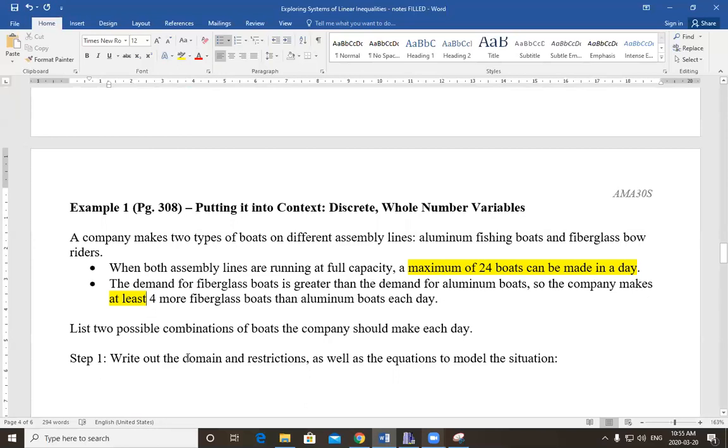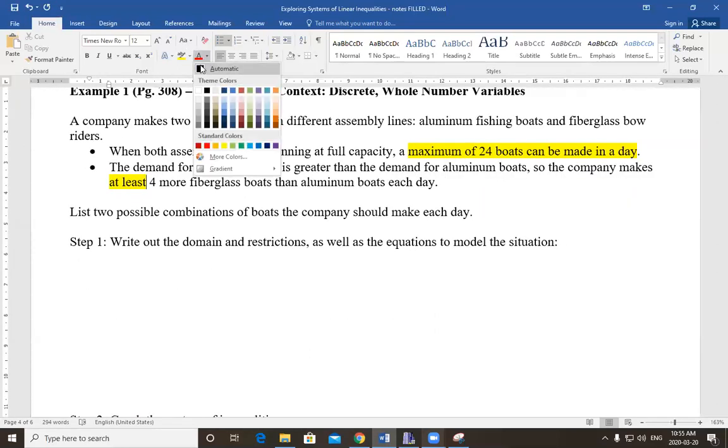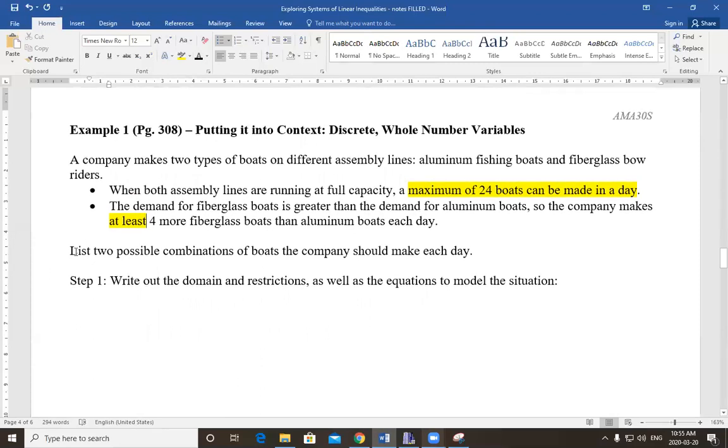List 2 possible combinations of boats the company should make each day. So I will show you, we're going to go through this as to how we can use systems of linear inequalities to solve this question. And this is going to be setting us up for the next lesson, which is linear programming, finding optimal solutions to these different scenarios. So first things first, we have to assign variables.